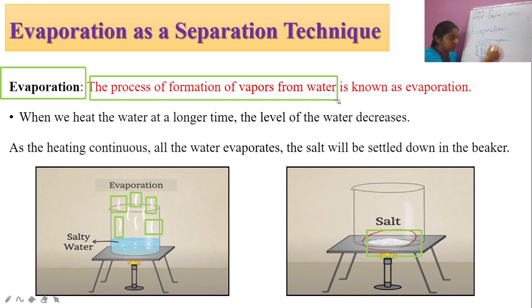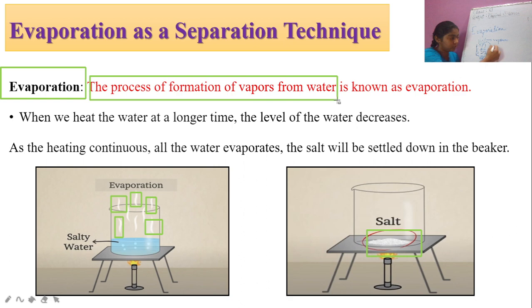So that way evaporation happens, because we know that evaporation happens for the water here only. Okay, if we talk about salt in water, as we keep heating continuously, all the vapor evaporates. So after some time, as you heat it completely, what is going to happen? Continuously you are heating it, so all the water evaporates and the salt settles down in the beaker.